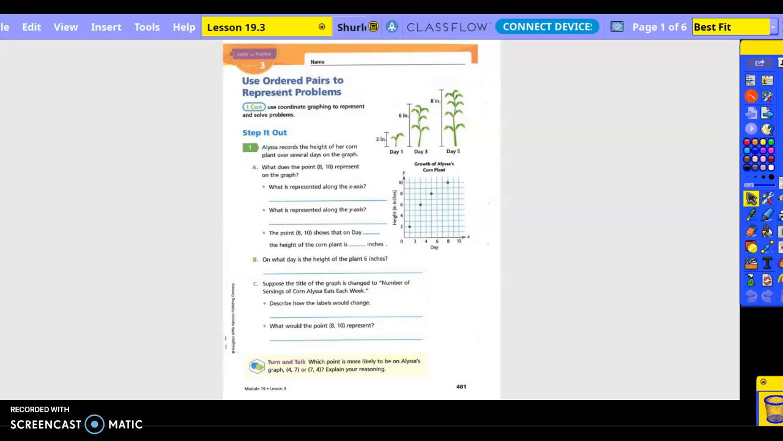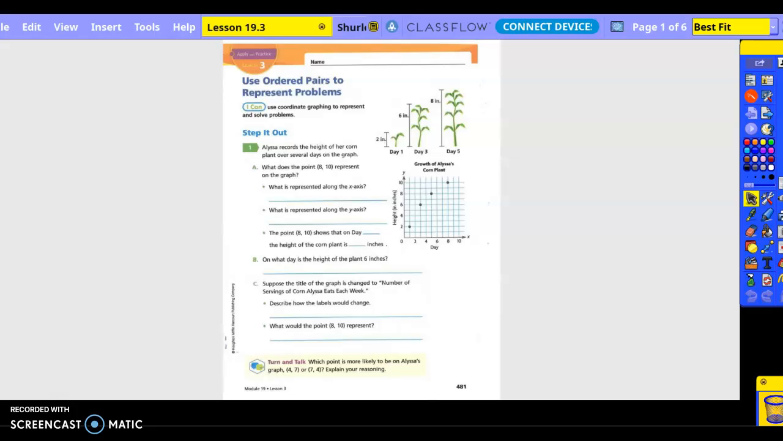Fifth grade into math, lesson 19.3, use ordered pairs to represent problems. I can use coordinate graphing to represent and solve problems. Step it out. Number 1, Alyssa records the height of her corn plant over several days on the graph.